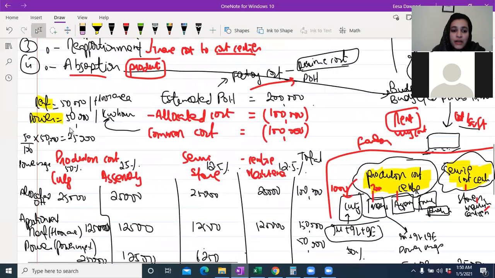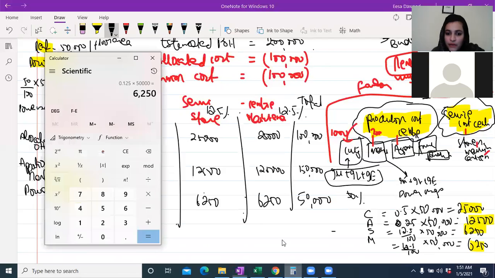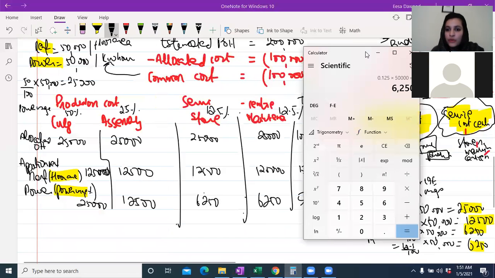It was rental cost of 50,000 and power cost of 50,000. That was the breakup. So rental we have divided amongst the production and service cost centers based upon the floor area, and power cost we have divided based upon the power usage, just like this. So 25,000, 12,500, 6250 was the share of stores, and then 6250 again was the share of maintenance department. So that's how the total of 50,000 has been shared amongst the departments in the step of apportionment.